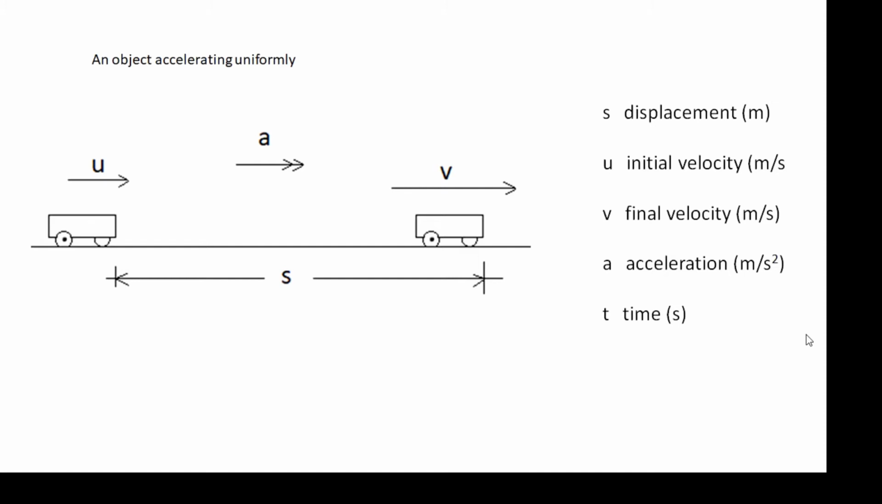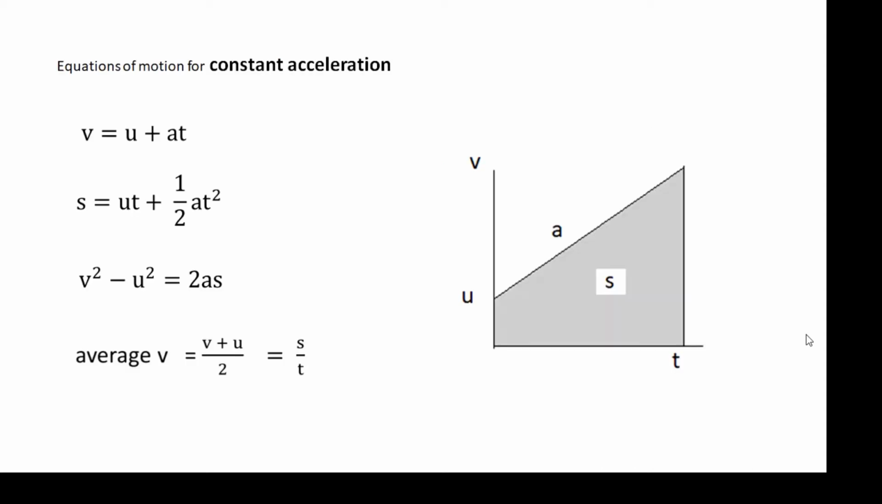If we put all these quantities next to each other, you'll see that we get SUVAT, which is a useful way of remembering. And these are your equations of motion, and you must learn them. They are so important in physics. They need to be at your fingertips. Learn these equations of motion. V equals U plus AT, S equals UT plus a half AT squared, V squared minus U squared equals 2AS, and then average velocity is (V plus U) over 2 equals S over T.